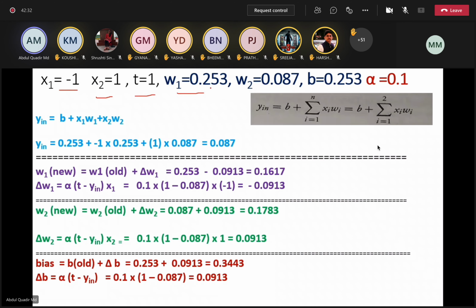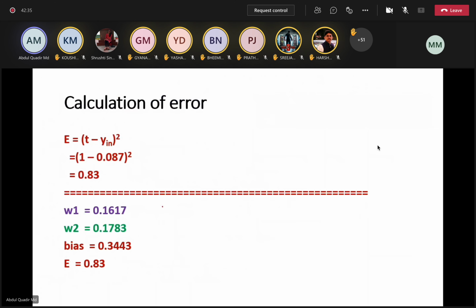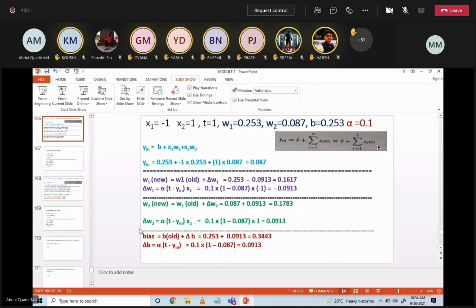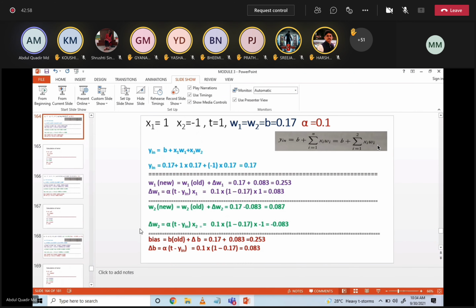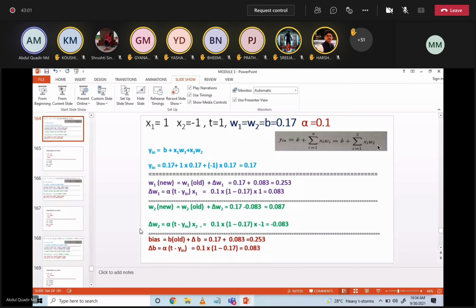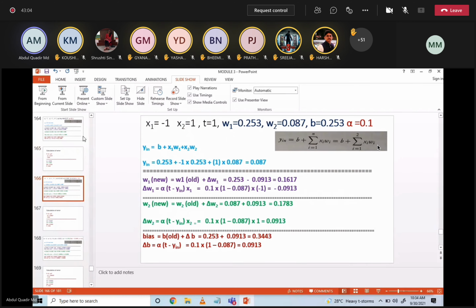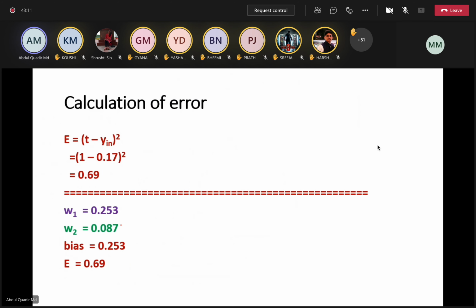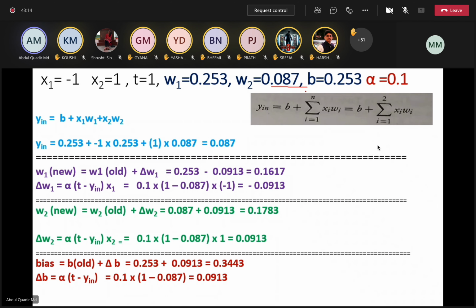W1 is given as 0.25, the latest weights. W2 is 0.087 and bias is 0.253 and alpha is 0.1. Sorry, I thought I had made a mistake, but it is correct.